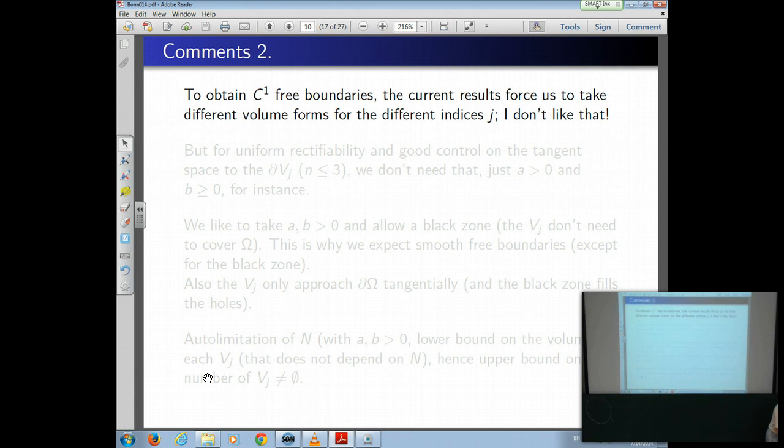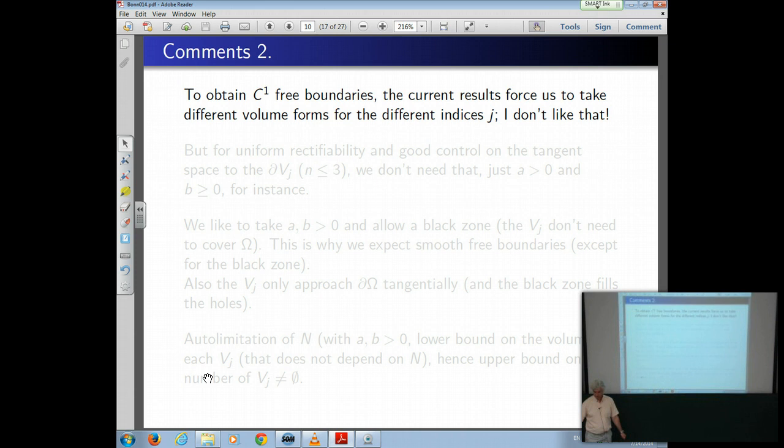Okay, so more comments about the proof. There is something that I don't like, but unfortunately it's like this so far. In order to get C1 free boundaries, there is this extra assumption that people like to put. In the case of the Alt-Caffarelli-Friedman functional, there was this penalty Q plus when you're positive and Q minus when you're negative. And they like to say, for instance, that Q plus is strictly larger than Q minus.